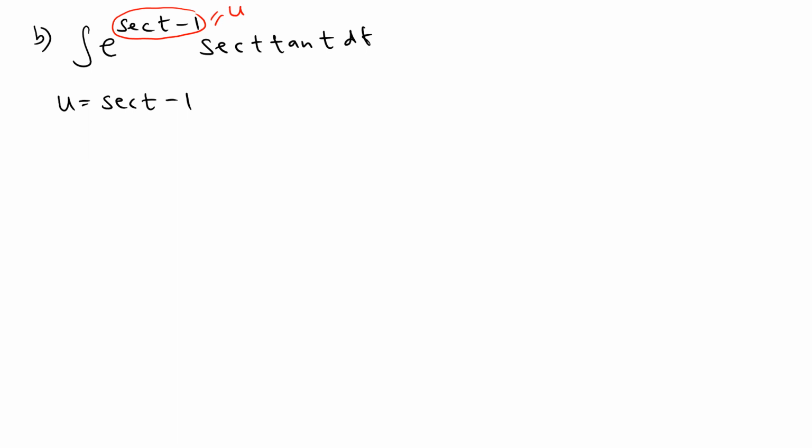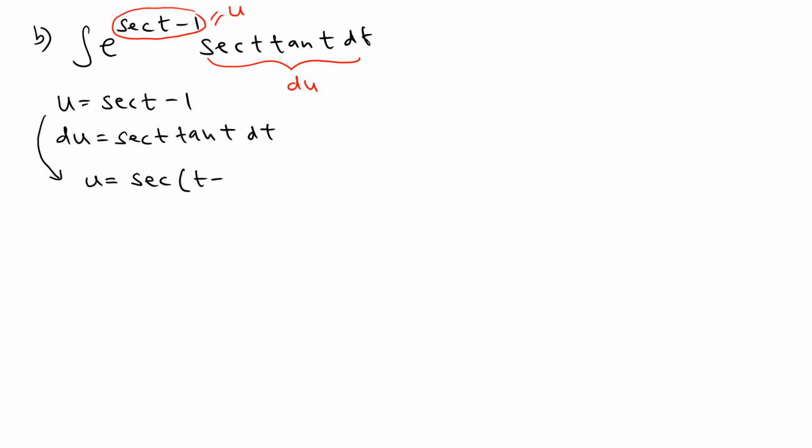Good. Now you're going to take the derivative. Minus 1 is just a constant. So if you take the derivative, you get du equals secant t tan t dt. Now you can see that's exactly sitting there, so this part is simply du. That's exactly what should happen. Again I want to tell you that this is not secant of t minus 1, otherwise you would have to put an extra t. So this is not what we have here. Be careful with it.